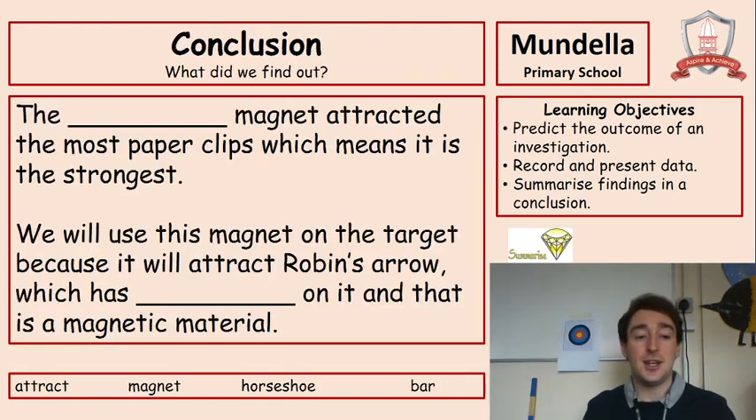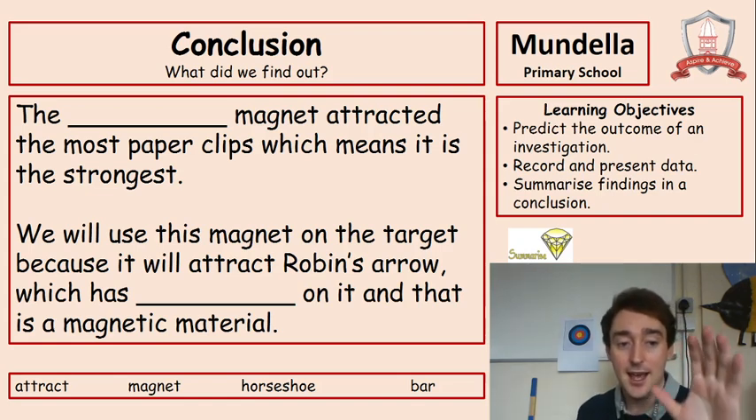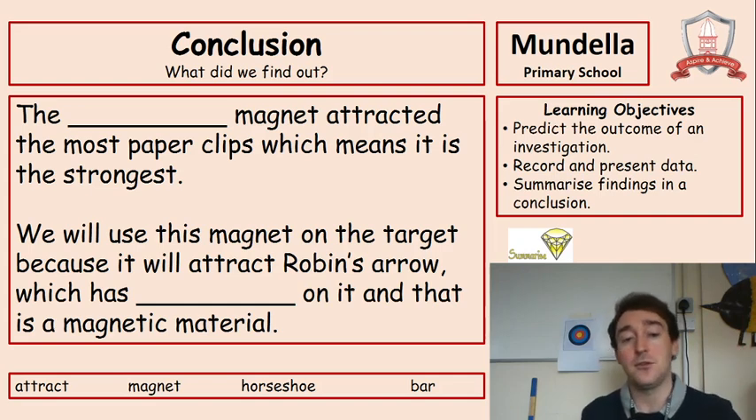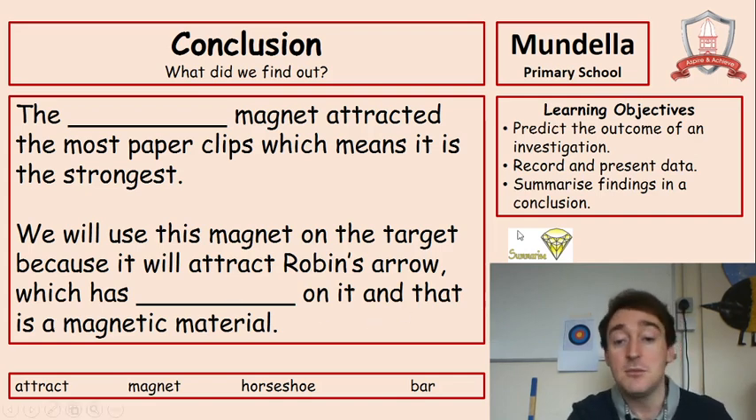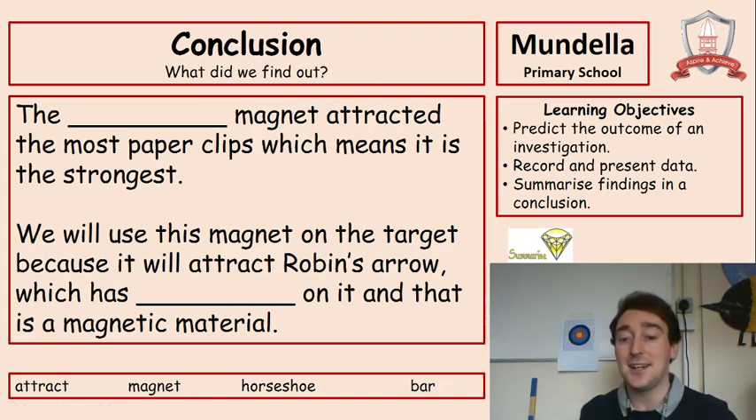Right, the conclusion. So I want you to copy this out and fill in the gaps of the conclusion. So the magnet attracted the most paper clips, which means it's the strongest. We will use this magnet on the target because it will attract Robin's arrow, which has on it a magnetic metal. So what we need to do here is, in our first gap, we need to say the name of our strongest magnet. Was it the bar? Was it the horseshoe? Was it the ring? You tell me. And then in the second gap, we're going to say the name of the material that we chose in our investigation yesterday. And that is our conclusion.